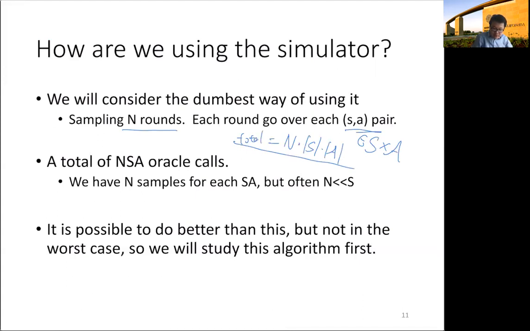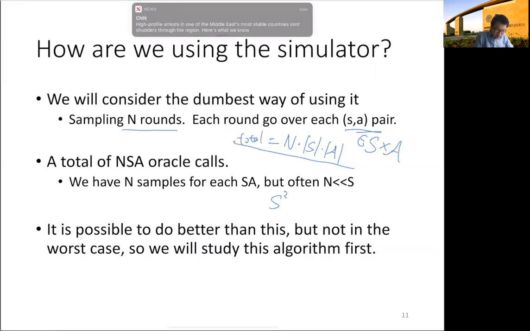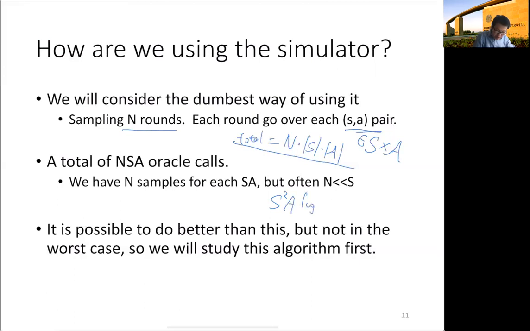Suppose n is on the same order as S, then we are back to value iteration in the sense that we're not improving the computational complexity at all. Recall that in value iteration, we get S squared A log of 1 over epsilon over 1 minus gamma squared. Inside the log, the power doesn't really matter. That's the computational complexity for value iteration. So if n is larger than S, then we recover S squared times A, and this randomization doesn't really help us.